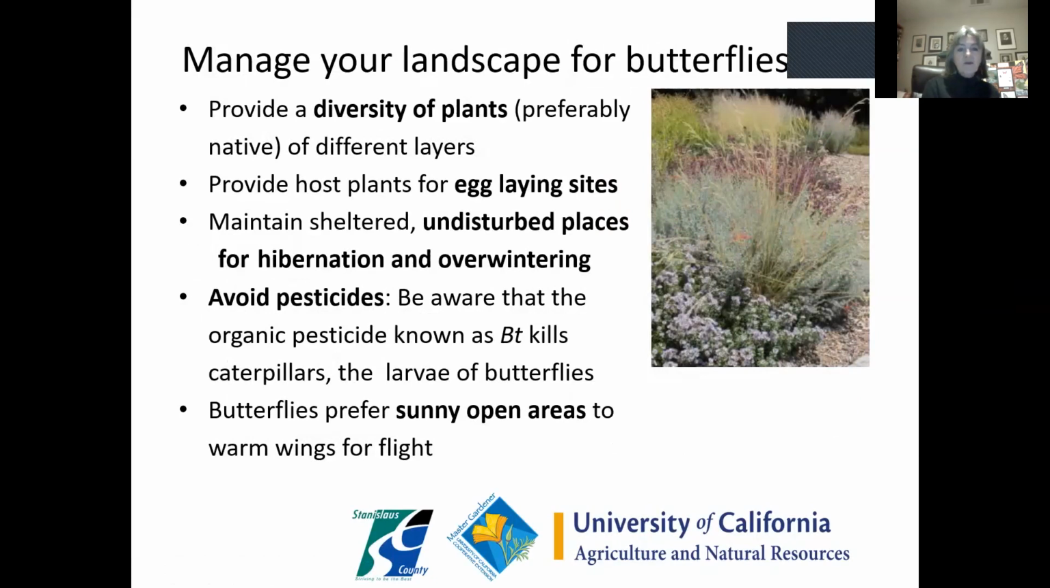So the best thing we can do in our home landscapes is provide a diversity of plants for the different kinds of insects that might be there. They need egg-laying sites, so those would be the host plants. And they need some kind of a sheltered area where they can be undisturbed and pupate and possibly overwinter. Some of our butterflies do overwinter here. And of course, we need to provide pesticide-free areas because pesticides will kill them or harm the larvae.